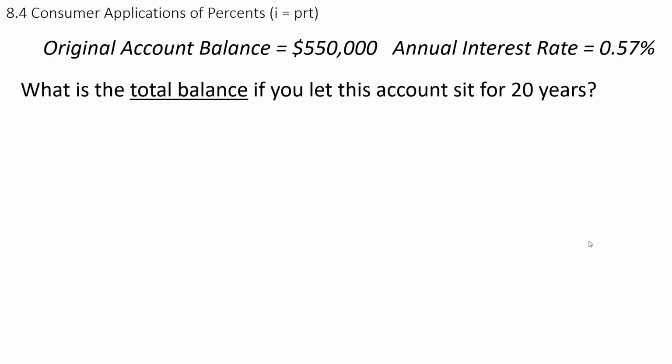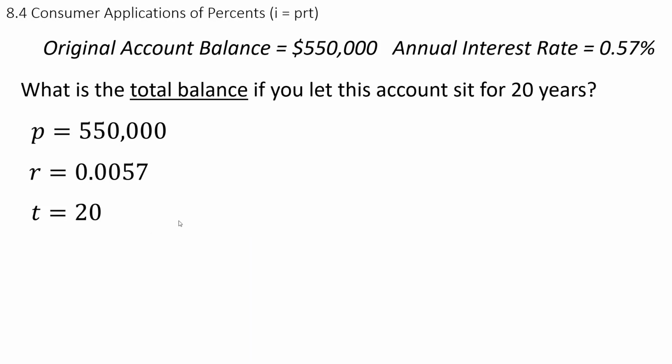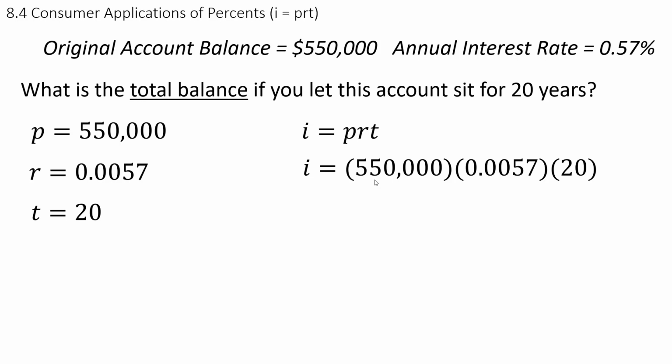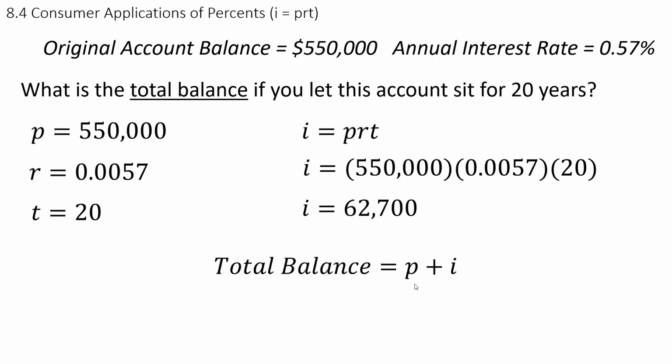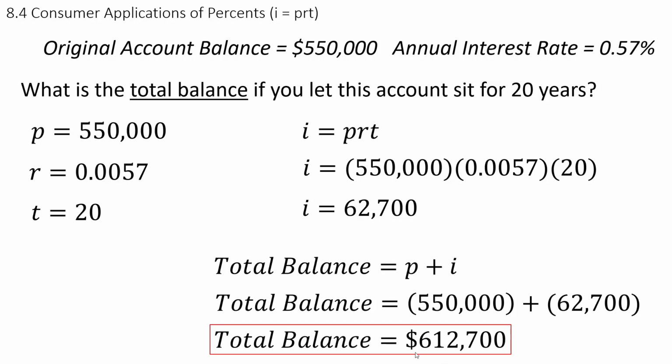We'll keep going. Okay, the original balance is $550,000. The annual interest rate is 0.57%. What's the total balance if you let this account sit for 20 years? So we're going to be using the I equals PRT. Your principal is $550,000. Your rate as a pure decimal, you'd slide that decimal over twice. Your time is 20. I equals PRT. You type this in, and you get $62,700. So then you add that to your principal amount, and you get $612,700.